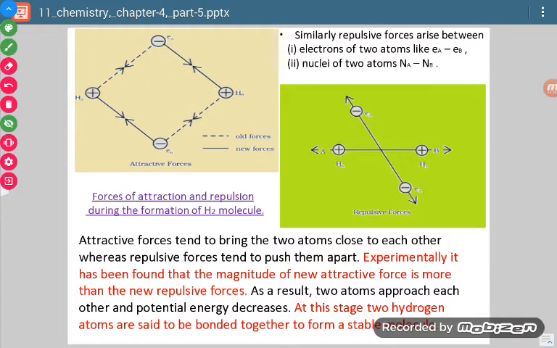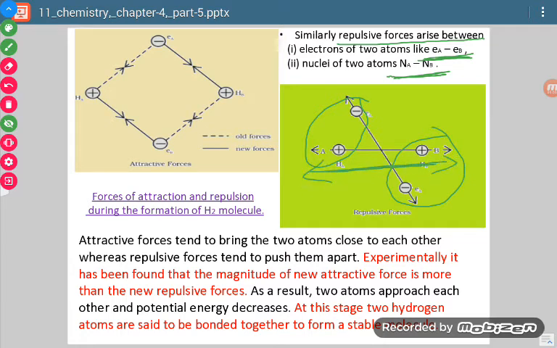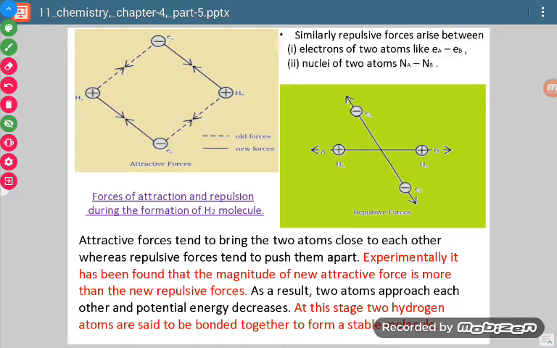Similarly, there are repulsive forces also. Electrons of the two atoms will repel each other. Similarly, the nuclei of the two atoms will repel each other. So if this is one atom and this is the other atom, then the nuclei will repel each other. This is one new repulsive force, and the electrons will also repel each other. This is the second repulsive force. So there are two new repulsive forces.